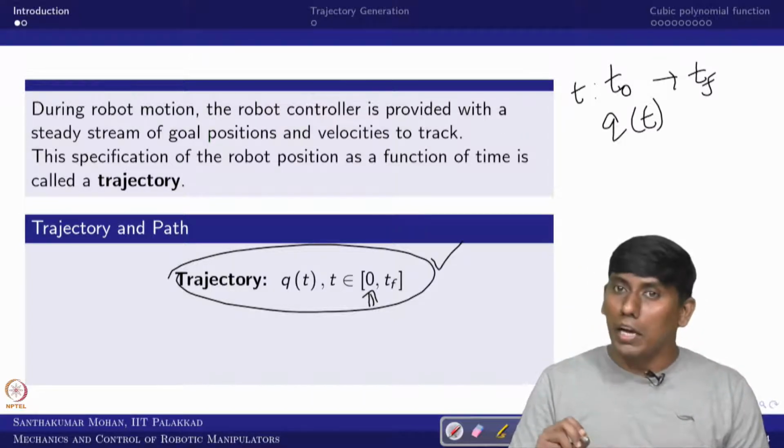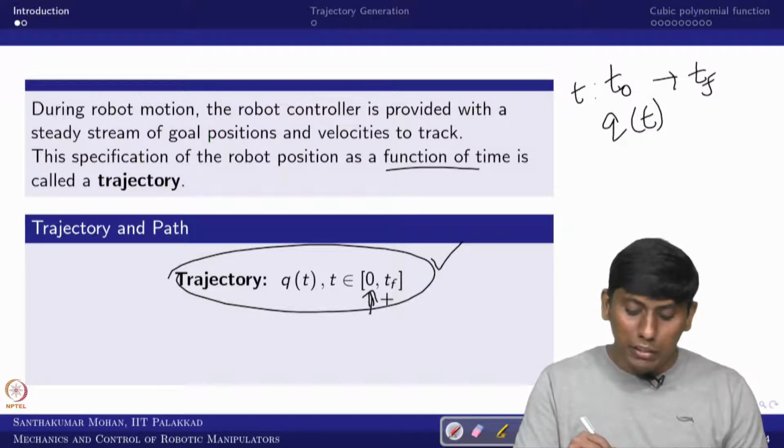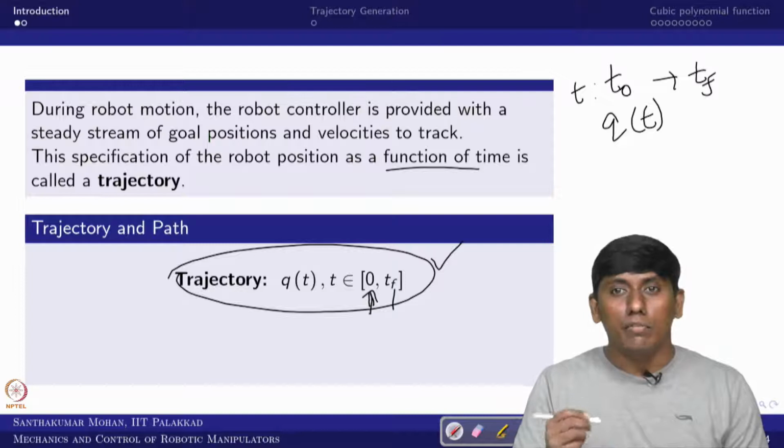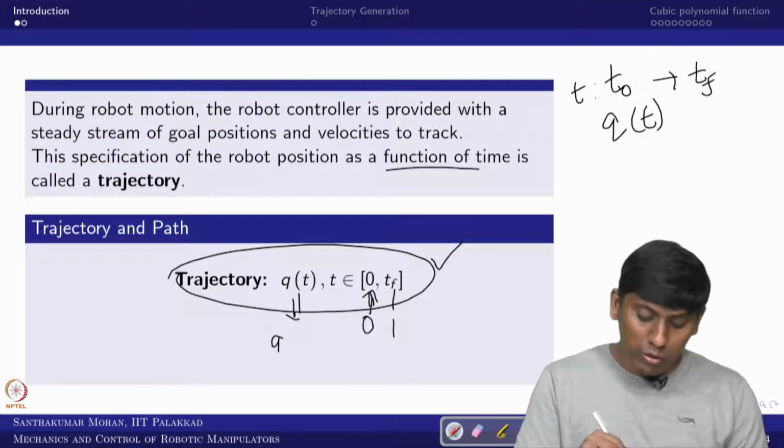It is time dependent, in the sense that it is a function of time. Now this tf and t0 I convert into 0 and 1, and this I call q of s.